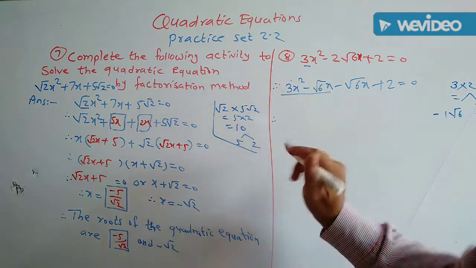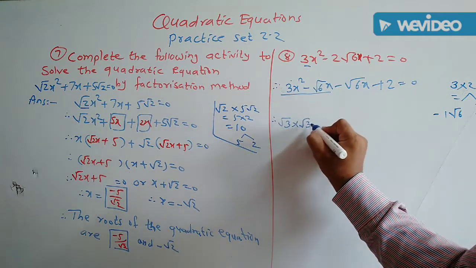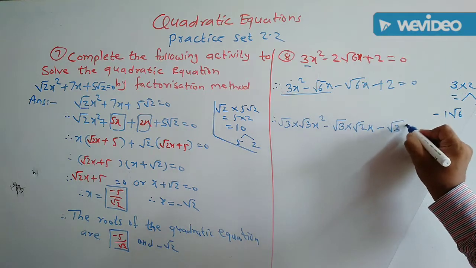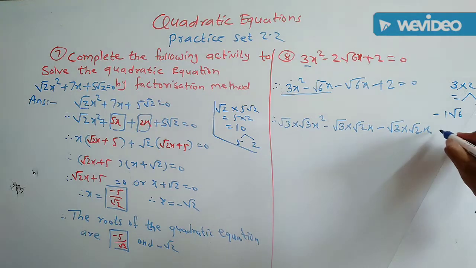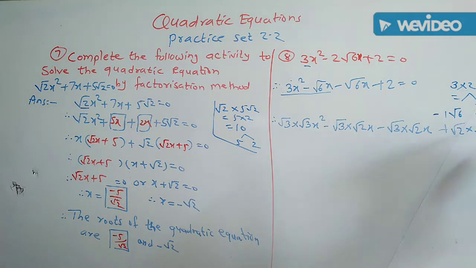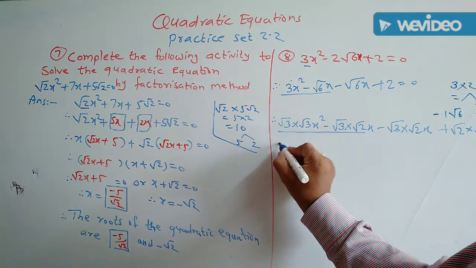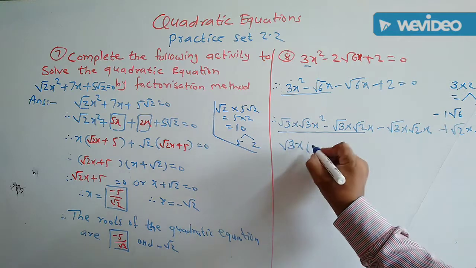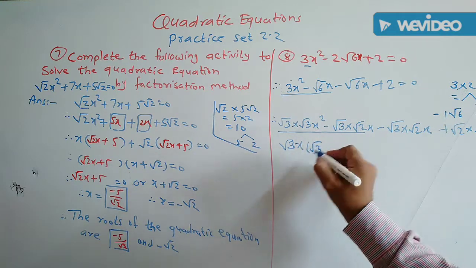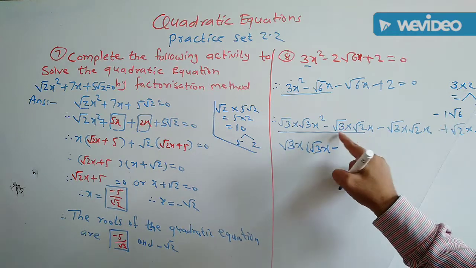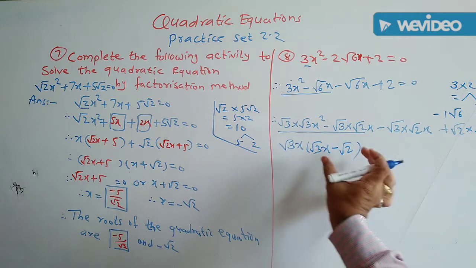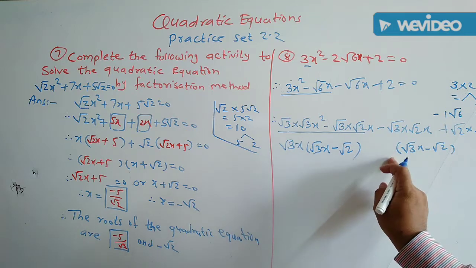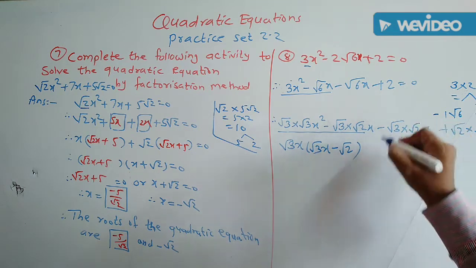Sorry, here 3x square. Now 3x square can be written as root of 3 into root of 3 x square, minus root of 6 can be written as root of 3 into root of 2. Root of 6 again can be written as root of 3 into root of 2, and this 2 can be written as root of 2 into root of 2. Now from the first two terms, root of 3 and x get common. From this root of 3 into root of 3 gets common, remaining is root of 3. From x square x gets common, remaining is x. From the second term, root of 3x gets common, remaining is root of 2. And we write the same bracket after some distance of that bracket, and in between these two brackets we write the remaining term of the third term.